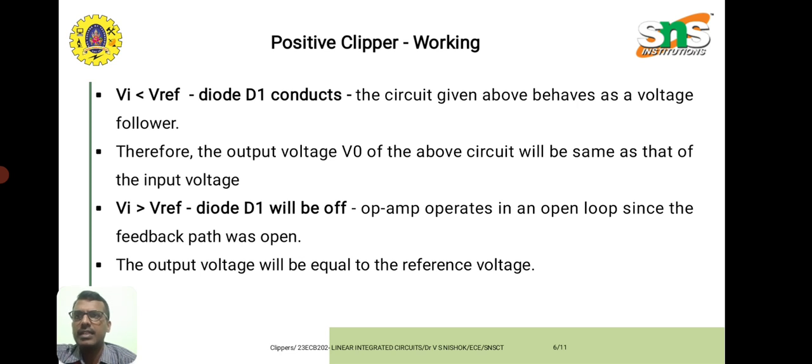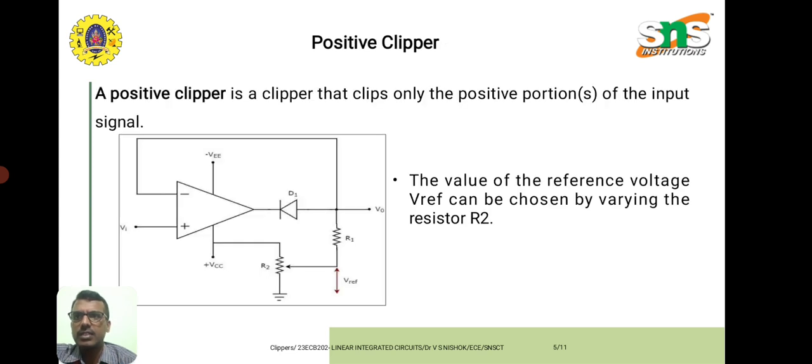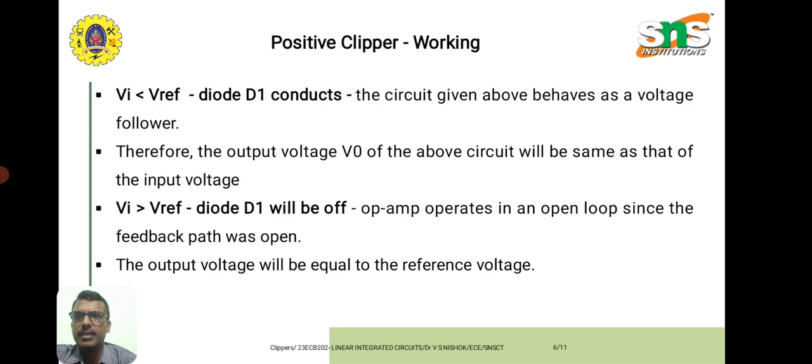Here we have a condition: when Vi is less than V reference, diode D1 will be conducting. In this diagram, we give the Vi input to the positive terminal, and up to the value Vi less than V reference, the diode D1 conducts and produces the output, acting like a voltage follower circuit. Whenever Vi goes above the V reference value, the diode D1 turns off and no output is provided. These are the two conditions we need to know about the positive clipper.